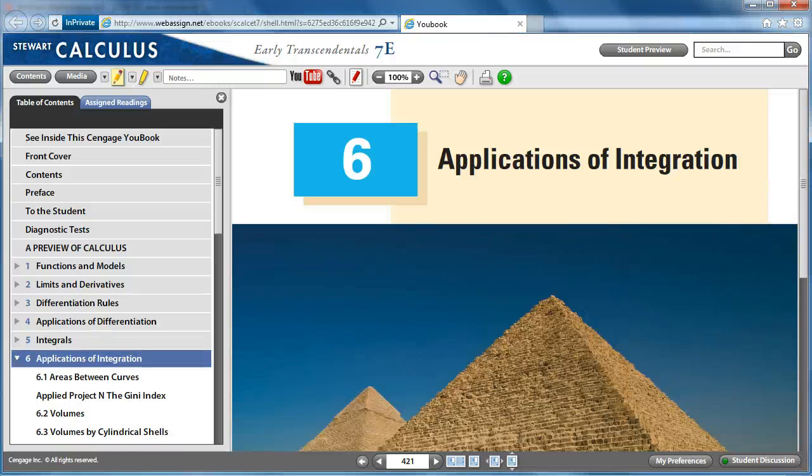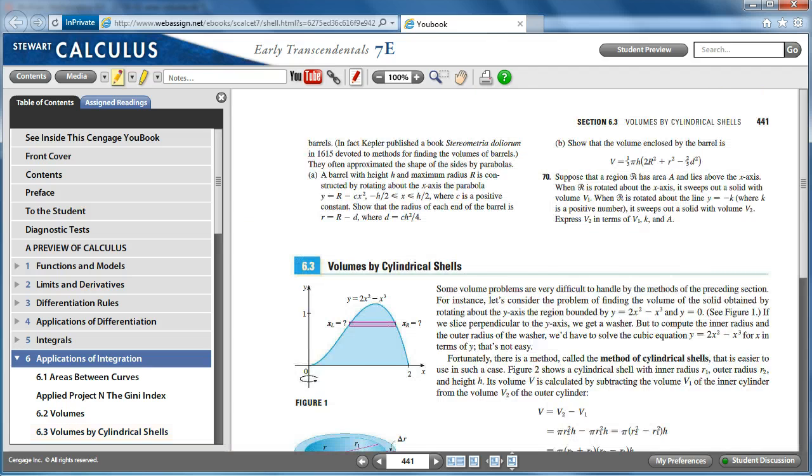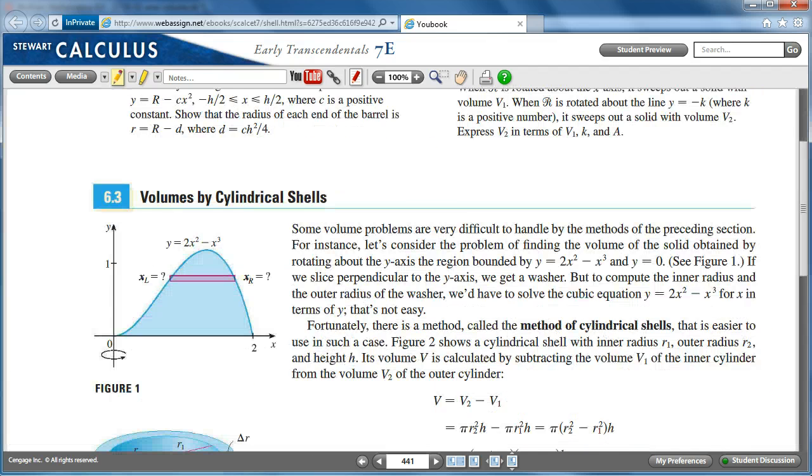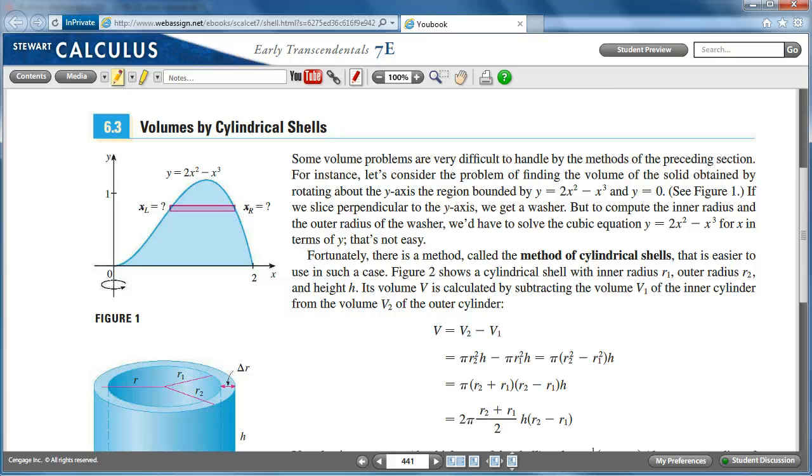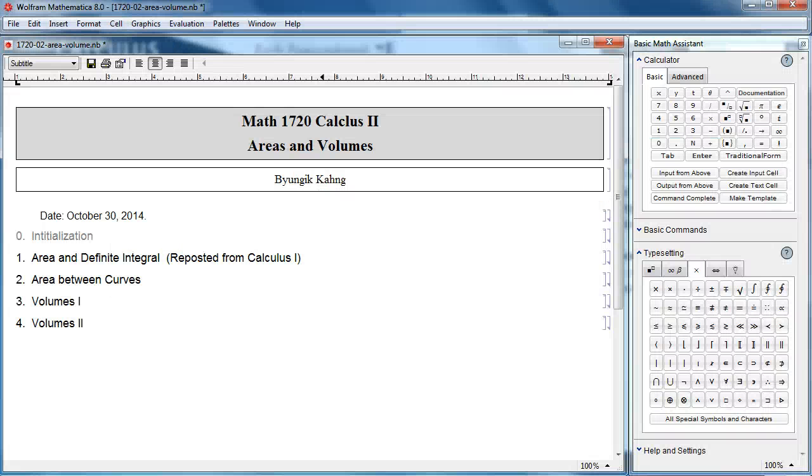Now let's begin section 6.3, volumes by cylindrical shells. As the name suggests, this is a continuation of the previous section. We are still on volumes, and we are still on the solid of revolution, and consequently, that calls for a review. So let's move on to my Mathematica notebook here.